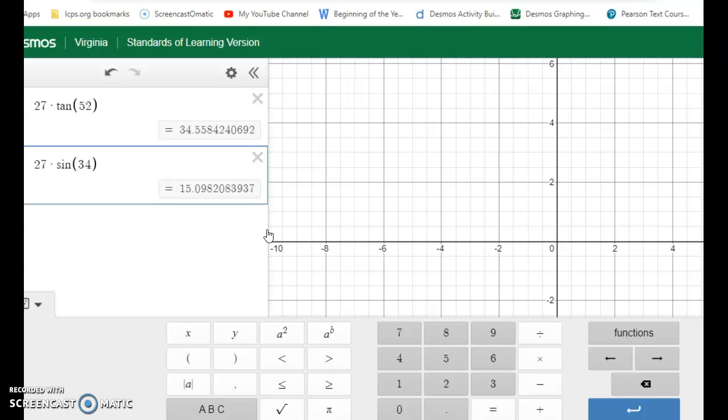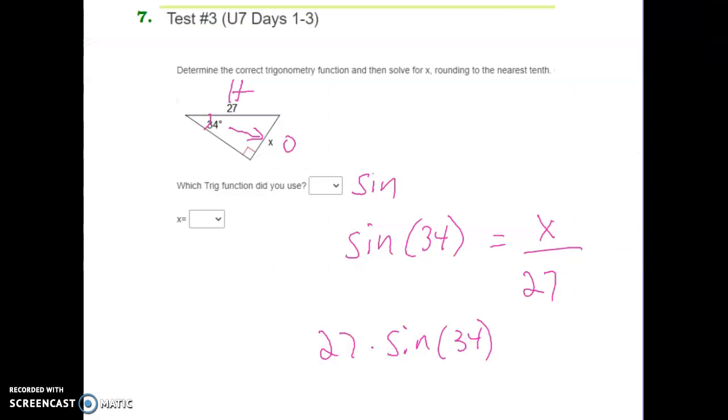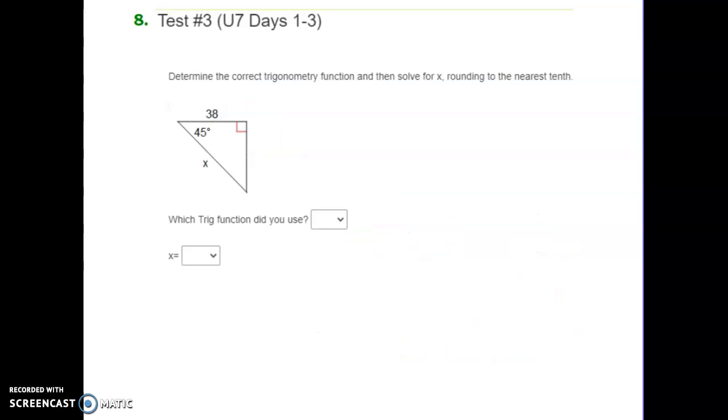And I put that into the calculator. It looks like I'm getting 15.1 when I round to the nearest tenth. So I put over here, this is going to round to 15.1. There we go, 15.1. All right, number 8.